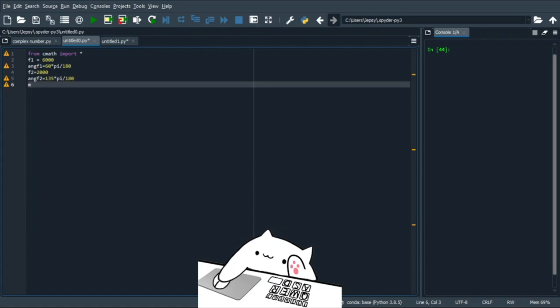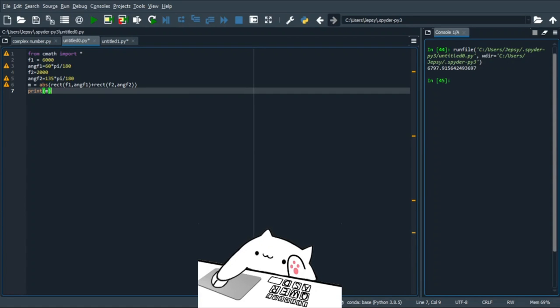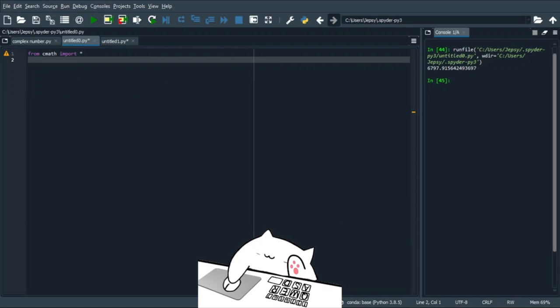So your formula for your magnitude of the resultant force is the absolute value of rec F1 plus rec F2, then we just print out the answer M. So that's F5. So your answer here is 6,797.92 newtons.